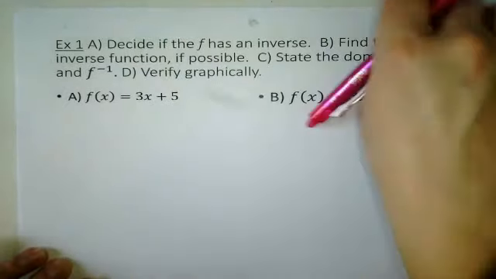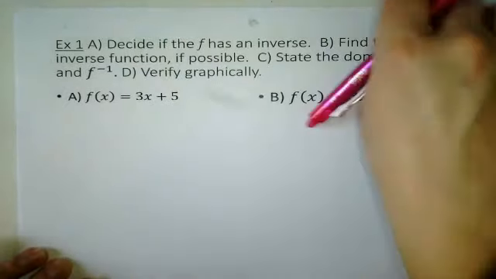Okay, so now we do things algebraically. Example, oh, whoops, that should be example 2, I guess. There we go. Don't know how I missed that. That's okay. Example 2 is a 4-part sort of thing. Decide if f has an inverse. So in order to have an inverse, f must pass the horizontal line test.